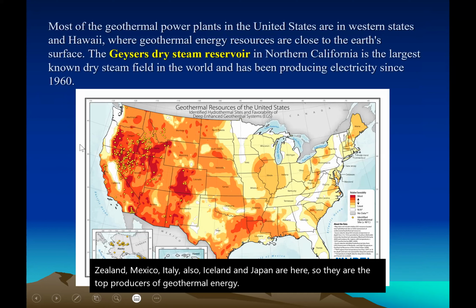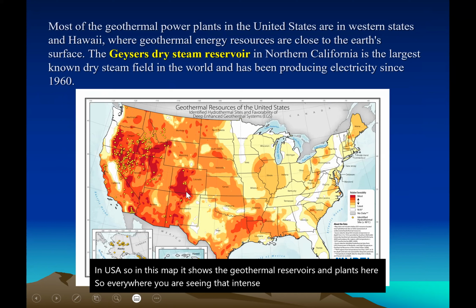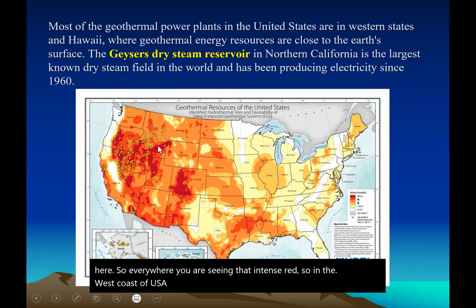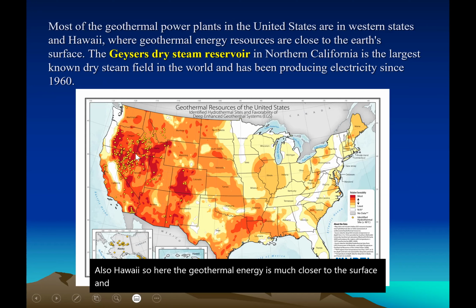In the USA, this map shows the geothermal reservoirs and plants. Everywhere you're seeing that intense red, in the west coast of USA, you can see Oregon, Idaho, Nevada, Utah, everywhere you're seeing the dark red, they are rich reservoirs of geothermal energy. Also Hawaii. Here the geothermal energy is much closer to the surface. And also note, it's closer to the fault lines.